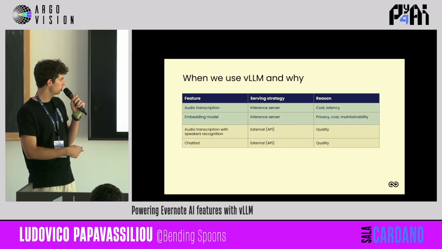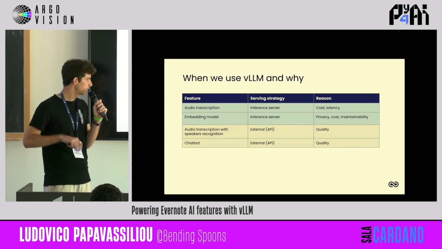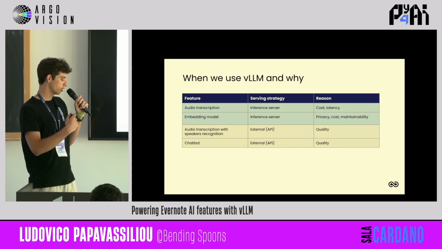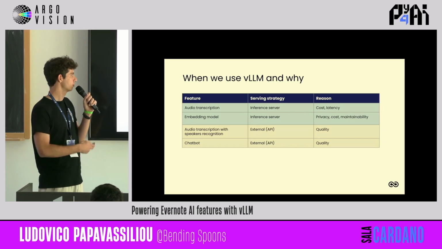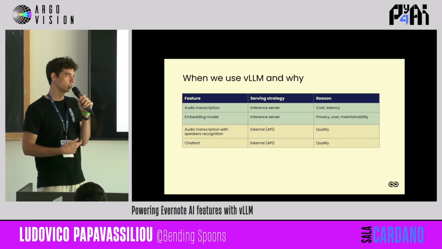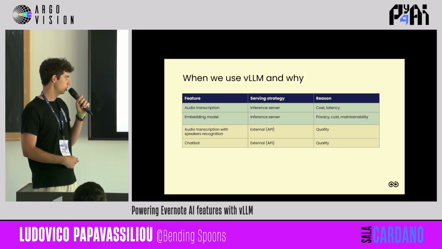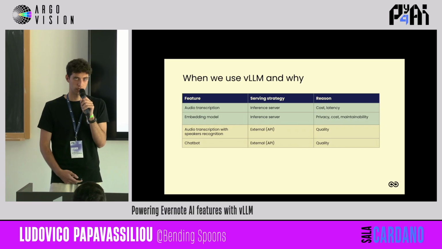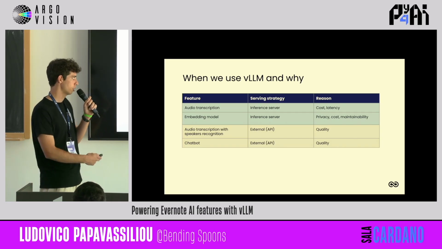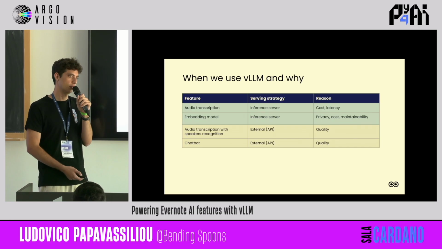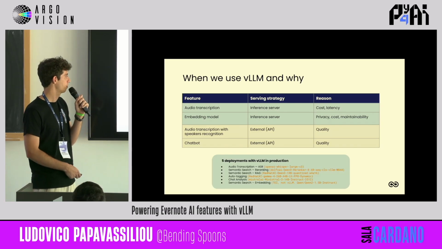For audio transcription with speaker recognition, so it's like speaker 1 said this, speaker 2 said that, we are currently self-hosting the model, but we're probably going to go for an external API because the quality gap is, let's say, consistent on that. And for the chatbot agent, we already talked about it. You're not going to build an agent with a small model. And if you use a big model, then you need to have enough traffic to justify the infrastructure cost.